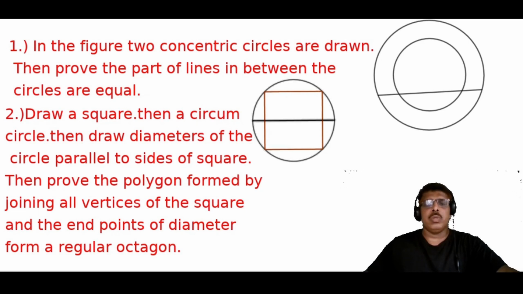When two diameters are drawn parallel to the sides of the square, we will get it like that. Then prove the polygon formed by joining all vertices of the square and the end points of the diameters forms a regular octagon.